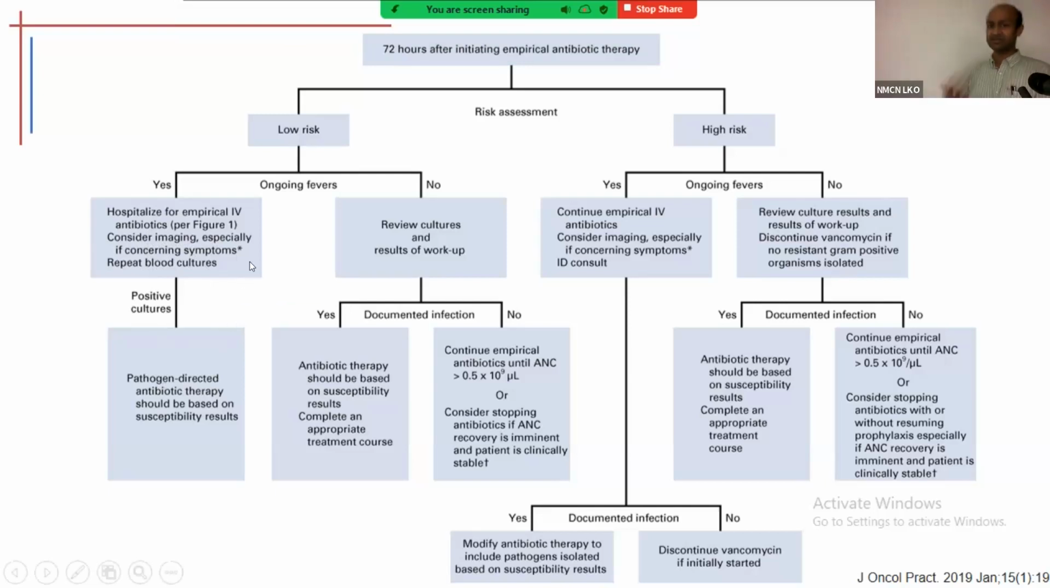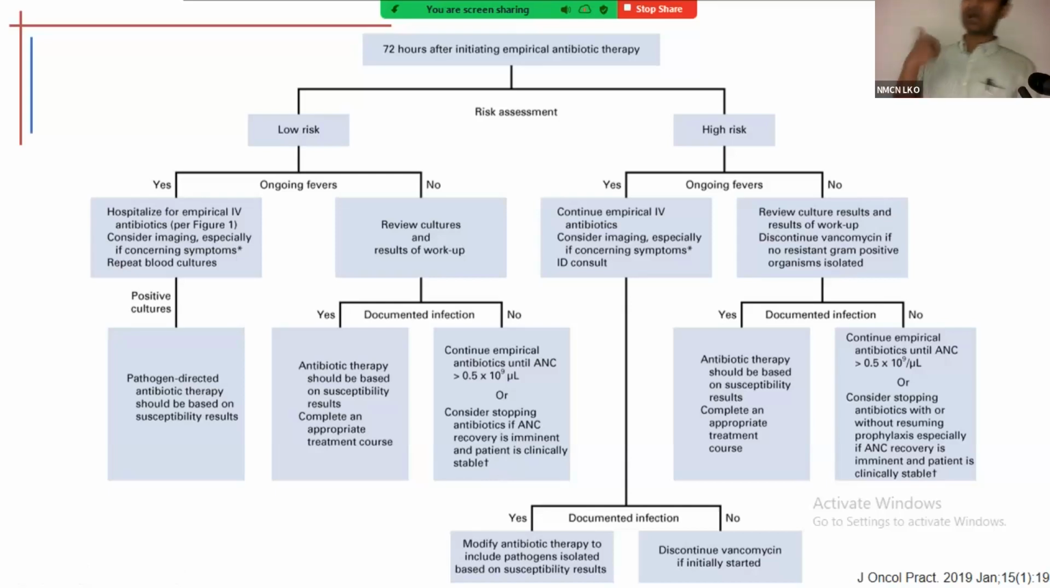And if the patient is low risk with no fevers, you can just review the cultures that you have sent already. If there's a documented infection, you de-escalate antibiotics to the culture that is positive. And if there's no documented infection, you continue empirical antibiotics until the ANC reaches more than 500. Or you can consider stopping if ANC recovery is imminent and the patient is clinically stable. So this is for your low risk patients that you are managing in the outpatient.